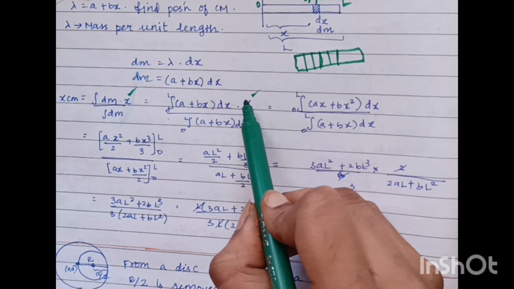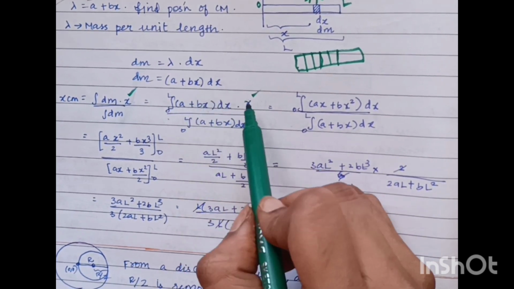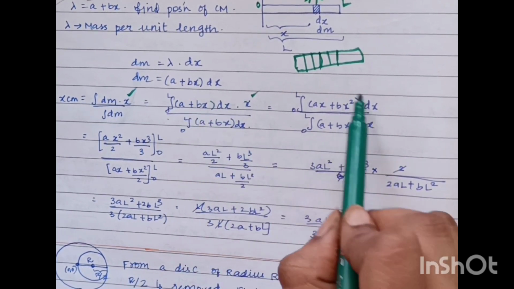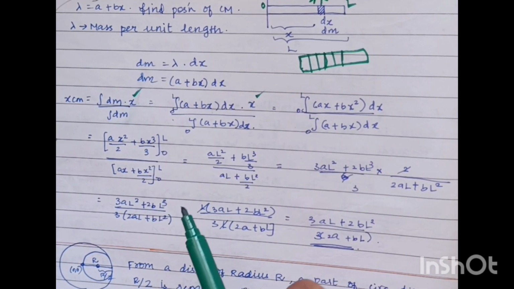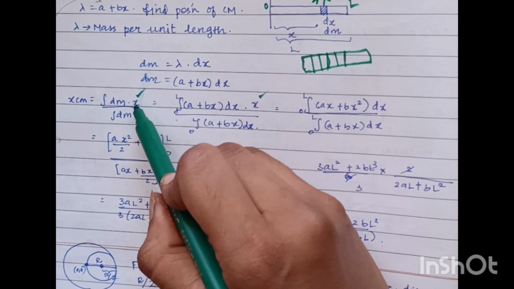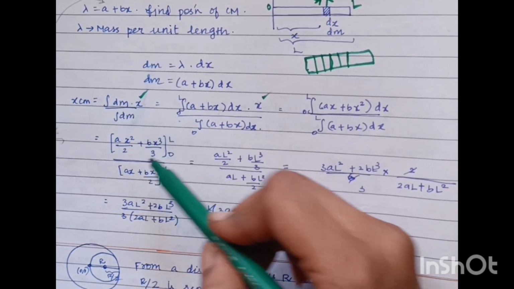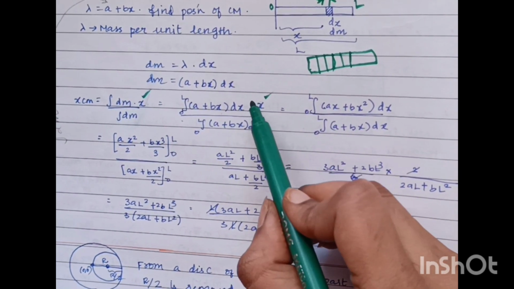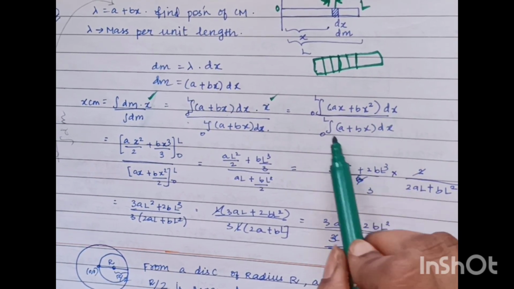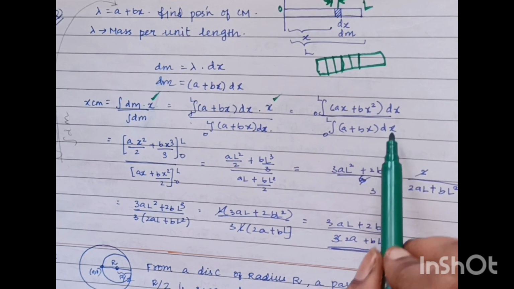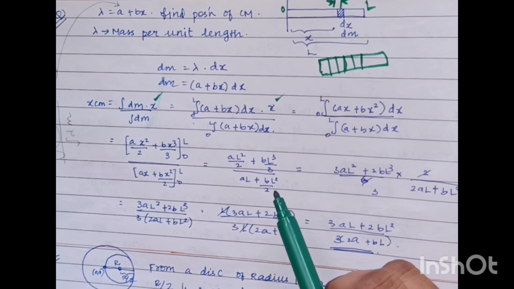Now please multiply this x to this part, so it will be ax plus bx square into dx. I have written this x on a different side, so I'm multiplying this x inside. So ax plus bx square into dx by the same (a plus bx) into dx, with limits from 0 to L.